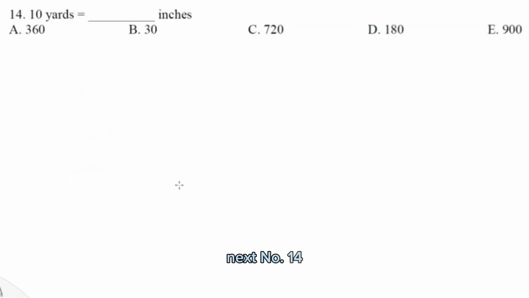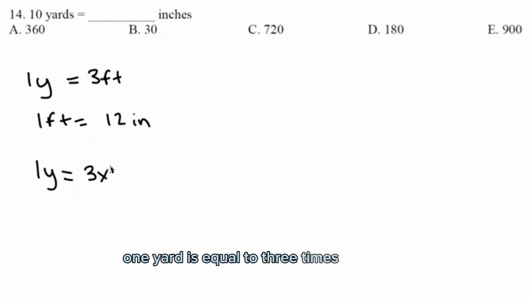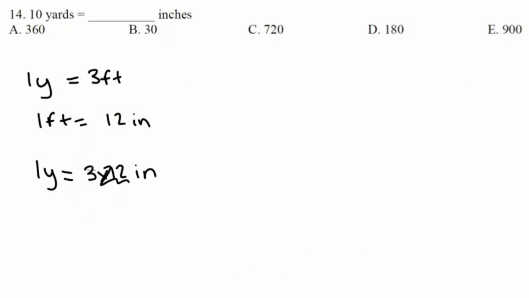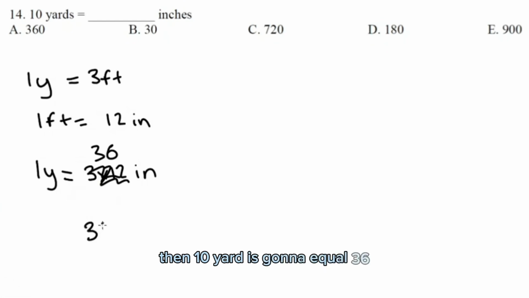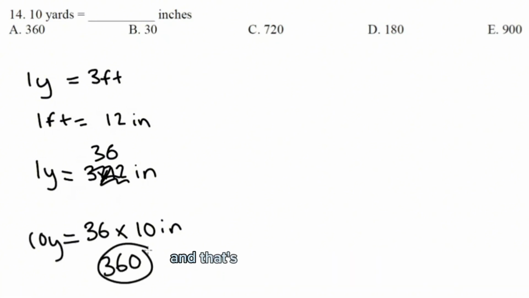Next, number 14. 10 yards equals how many inches? Alright, so we know that 1 yard is equal to 3 feet, and 1 foot is equal to 12 inches. That means that 1 yard is equal to 3 times 12 inches, which is just 36 inches. So if 1 yard equals 36 inches, then 10 yards is going to equal 36 times 10 inches. 36 times 10 is 360, and that's your answer.